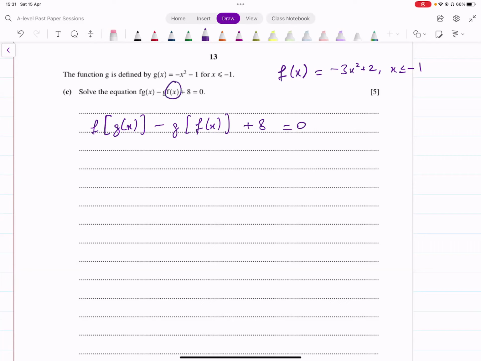जो अंदर वाला फंक्शन है, जो सेकंड फंक्शन है, उसको आप एक और ब्रैकेट के अंदर लिख लें.